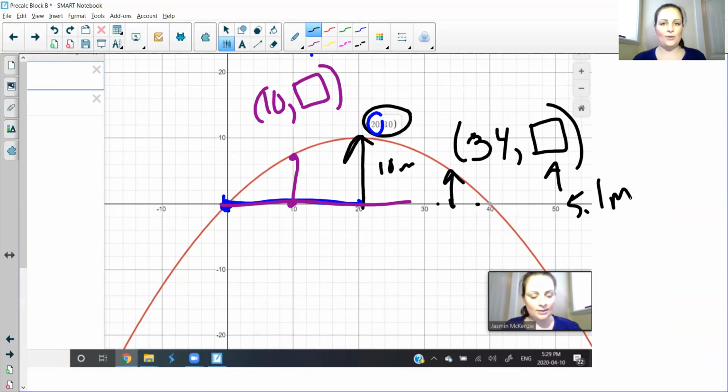So even if he was a 2-meter man or woman or person, they're not likely going to have a 3-meter vertical. So the likelihood that they would be able to reach a height of 5.1 meters with their head to head a soccer ball is very unlikely. So that's the answer to that one.